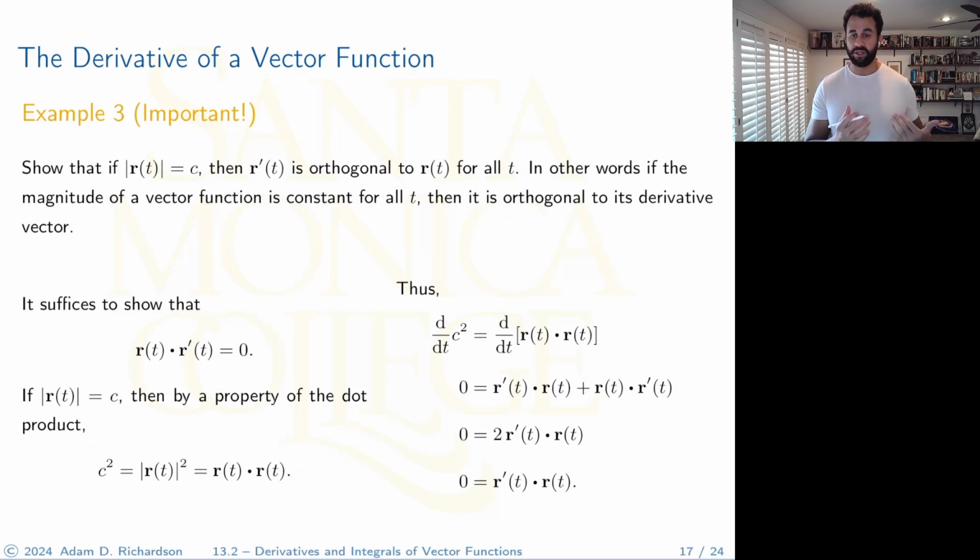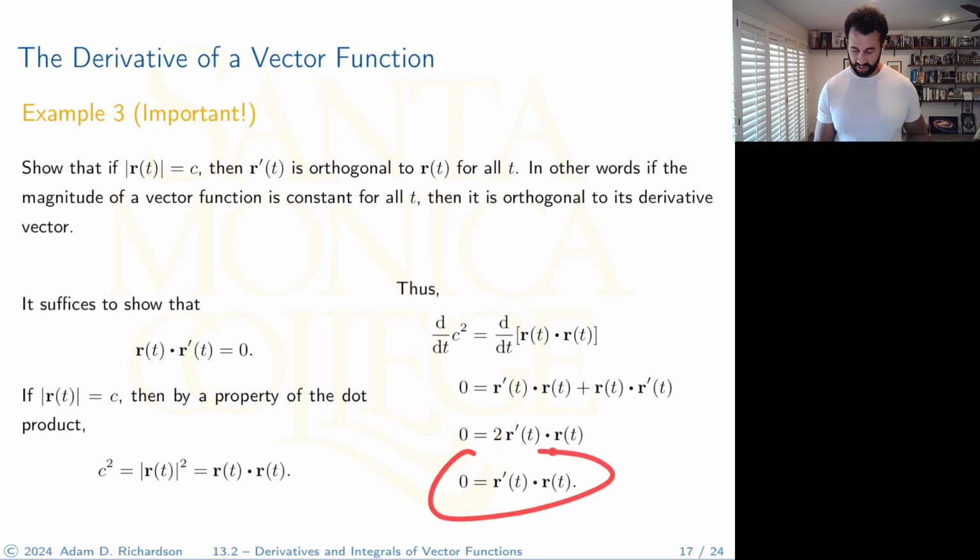Now we're going to use one of those properties of the differentiation operator that we just saw a minute ago. We're going to differentiate both sides of this equation. The derivative of a constant is just 0. And then here we're going to use the product rule, the product rule occurring with the dot product. So r prime dot r plus r dot r prime. But remember the dot product is commutative, so we can commute these. We can move this here and this here. And then what we end up with is 2 times r prime dot r. Divide both sides by 2.